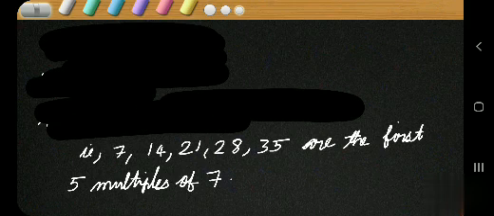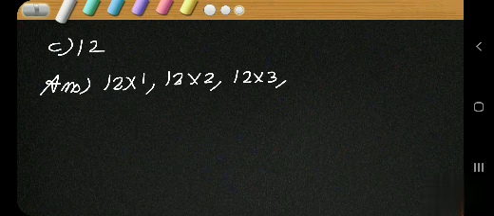12. So we have to find out the first five multiples of 12. So in this case, it is better to write 12 into 1, etc. Isn't it? Yes. That's the answer. Question number C is 12. So, what is the first multiple of 12? Yes, 12 into 1. Which is the second multiple of 12? Yes, 12 into 2. Which is the third multiple of 12? Yes, 12 into 3. Which is the fourth multiple of 12? Yes, 12 into 4. Which is the fifth multiple of 12? Yes, 12 into 5. Isn't it?